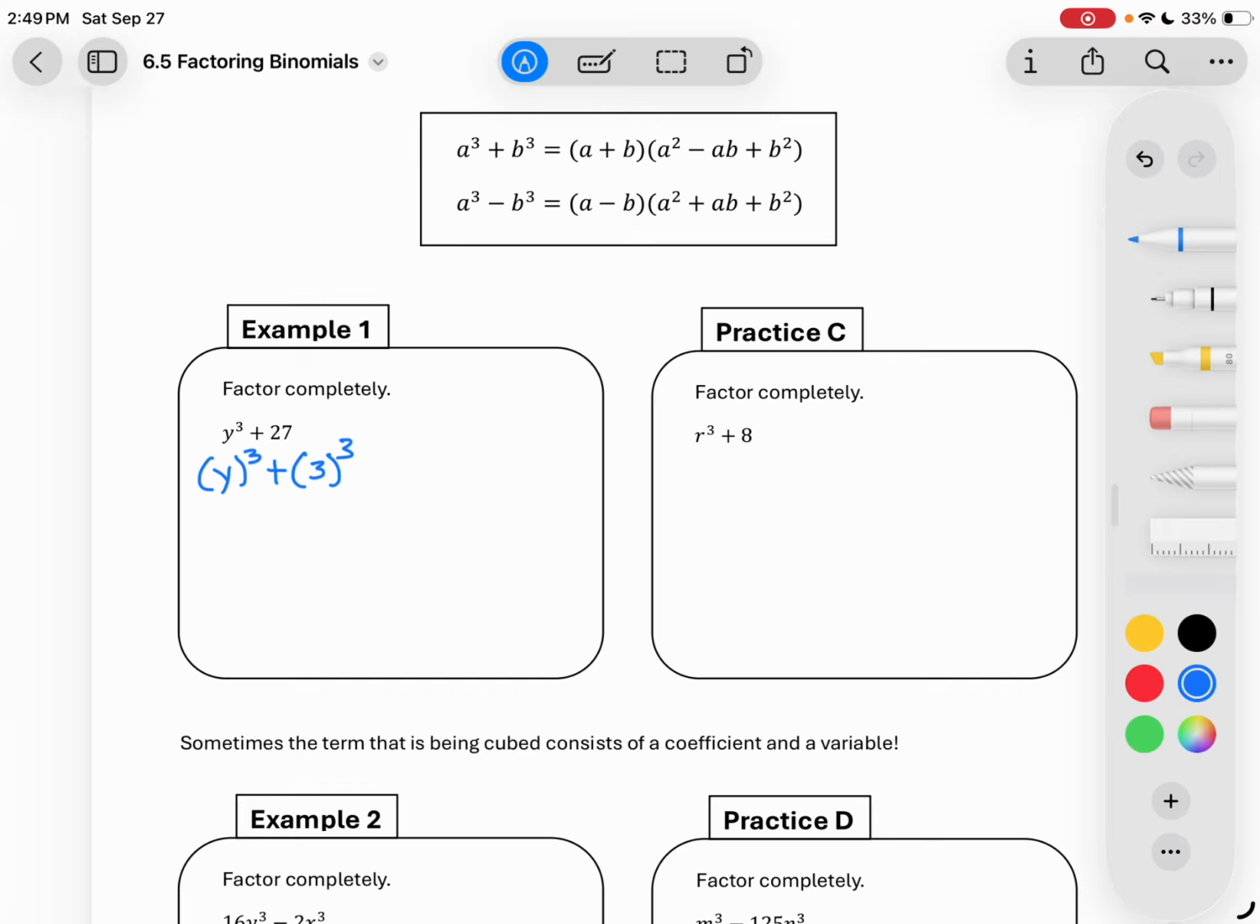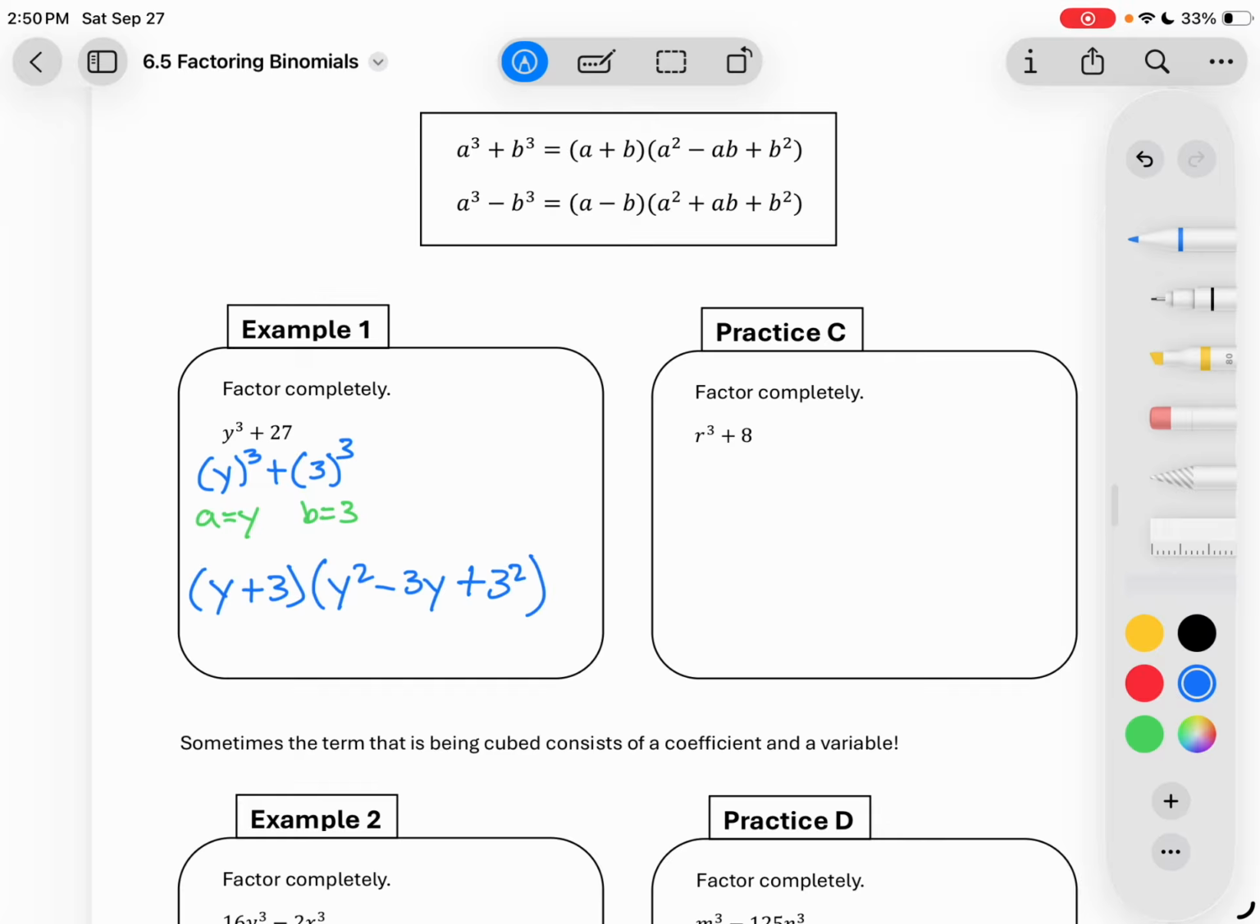So what this means is, in our pattern that has a's and b's, a is y, and b is 3. So if you look at the pattern up above, everywhere there's an a, I'm going to put a y, and everywhere that has a b, I'm going to put a 3. So therefore, we would have parenthesis y plus 3, parenthesis, and then y squared, because that's a, minus 3 times y plus 3 squared.